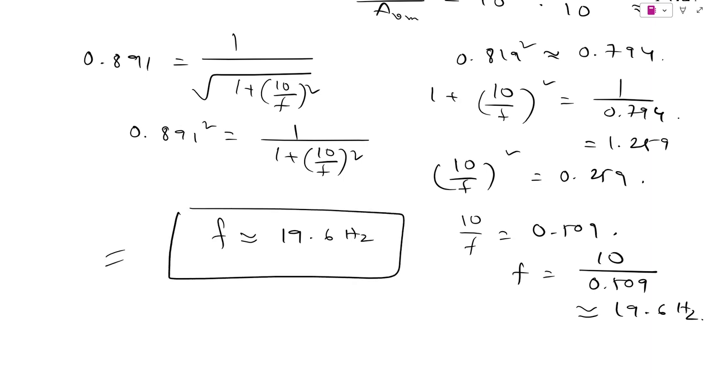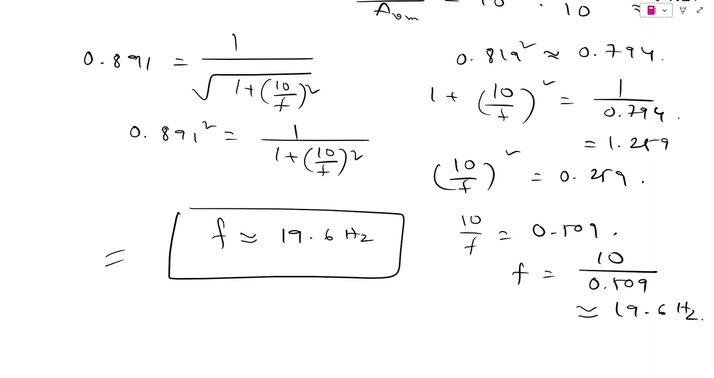Now notice something interesting. The gain reduction is only 1 dB, not 3 dB, and therefore the frequency must lie inside the pass band, closer to the mid band region. Hence, it is greater than the lower cutoff frequency of 10 Hz, which is exactly what we obtained, and this gives confidence that our answer is physically correct.